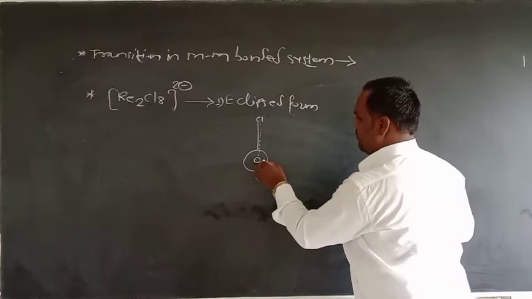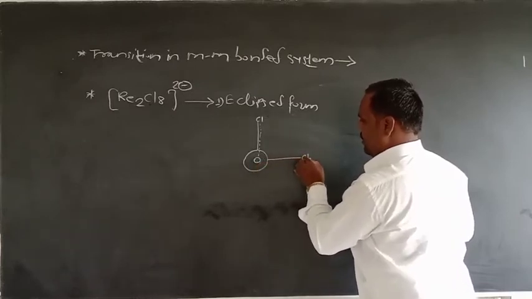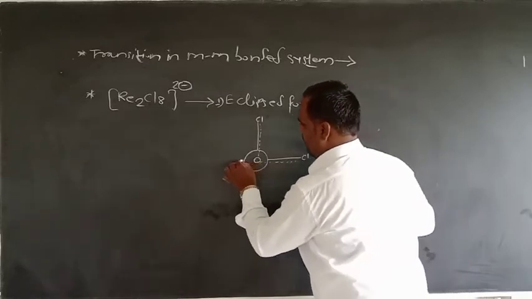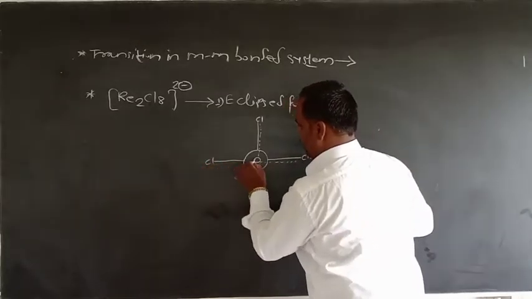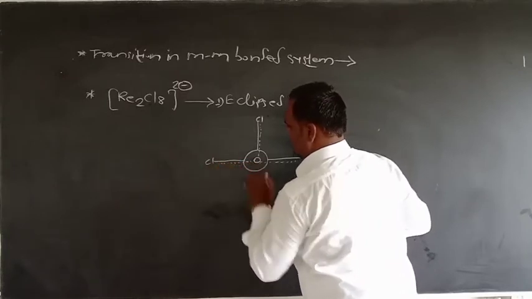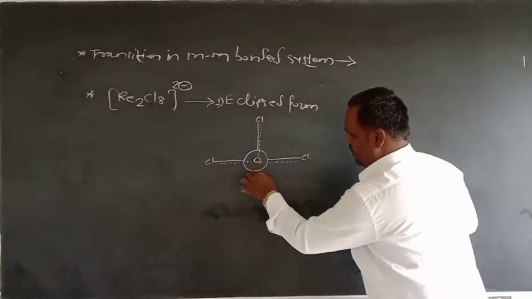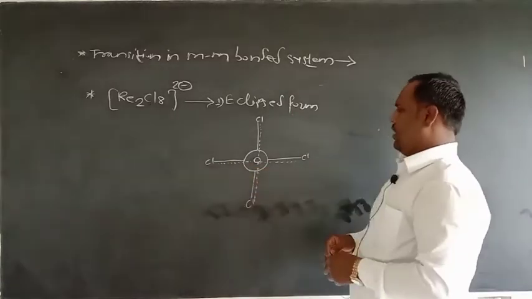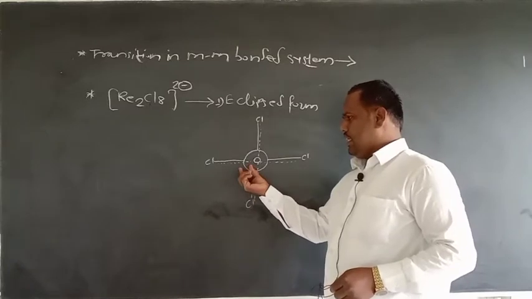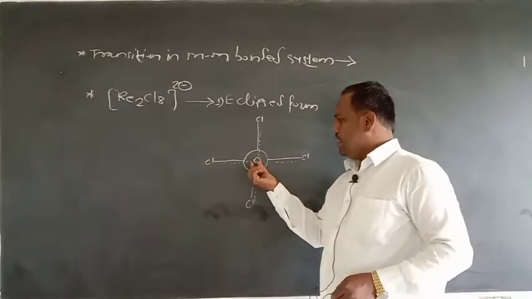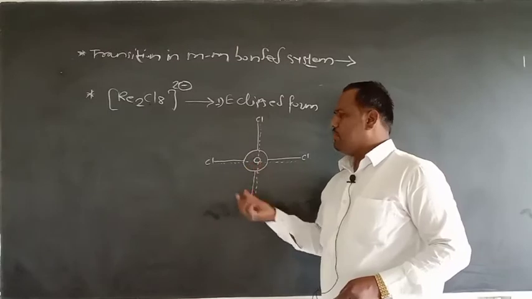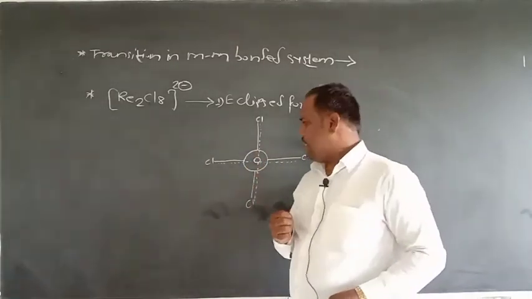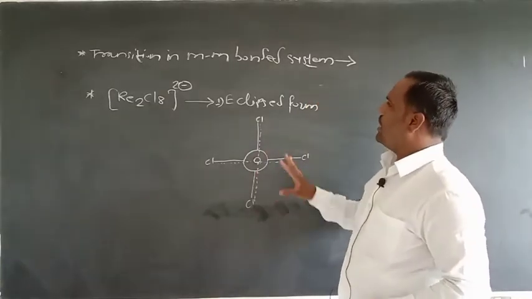Similarly, one chlorine is here, and another chlorine is attached to this. Similarly, this is chlorine and this is another chlorine. This circle indicates a rhenium atom, and this small circle also indicates a rhenium atom, two rhenium atoms, and each rhenium atom is attached to 4 chlorine atoms. Therefore it is observed in eclipsed form.